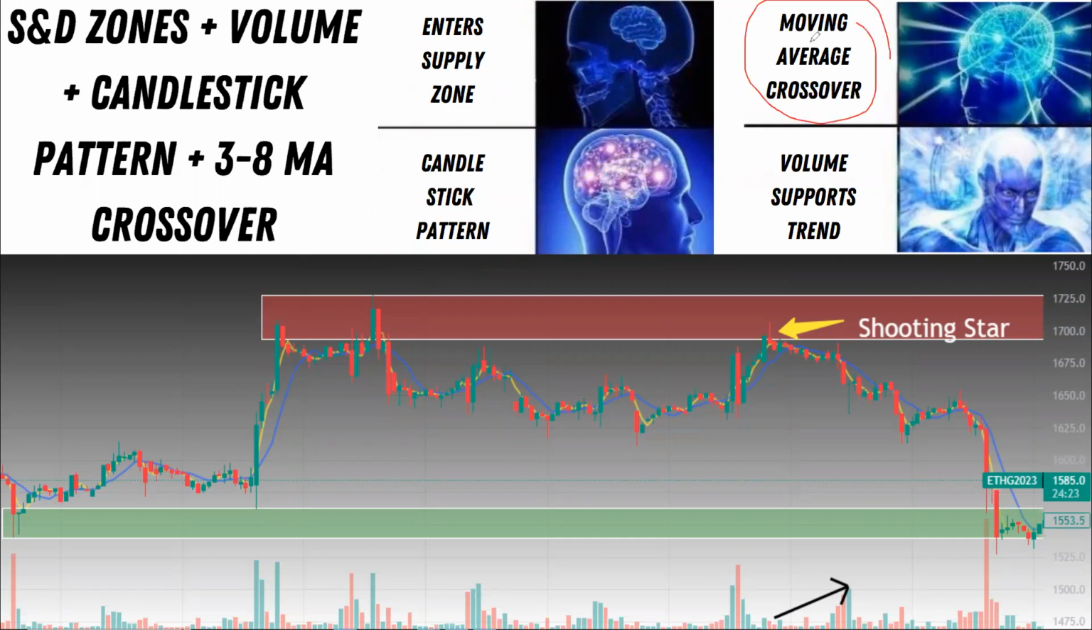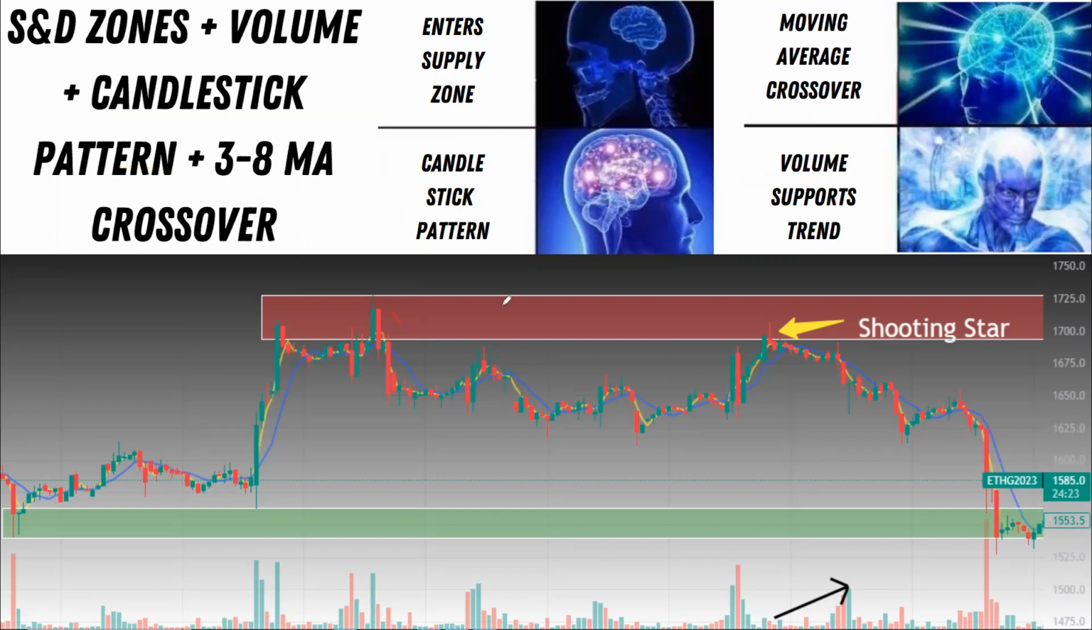Over here, you get a moving average crossover, and you've taken the red pill and you see through the matrix, and then you combine volume, right? And now you are a trading god. Okay, now that's just a little bit of humor there, but what we're doing is combining supply and demand zones with volume, with candlestick patterns, with the 3 and 8 moving average crossover.